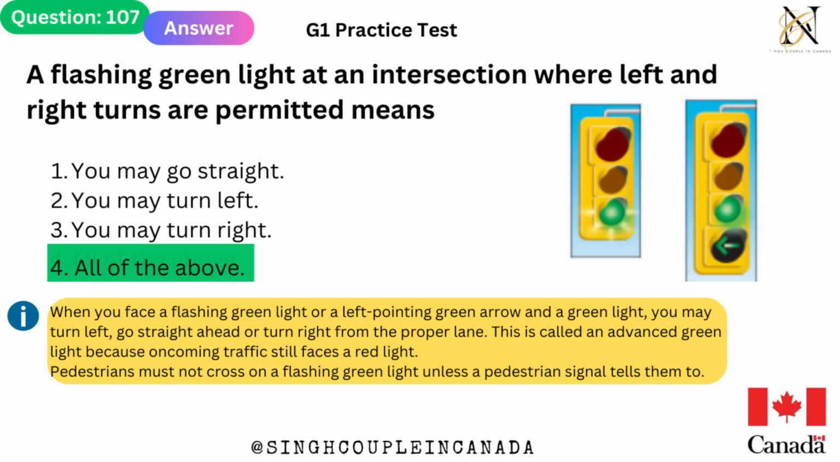All of the above. When you face a flashing green light, or a left-pointing green arrow and a green light, you may turn left, go straight ahead or turn right from the proper lane. This is called an advanced green light because oncoming traffic still faces a red light. Pedestrians must not cross on a flashing green light unless a pedestrian signal tells them to.